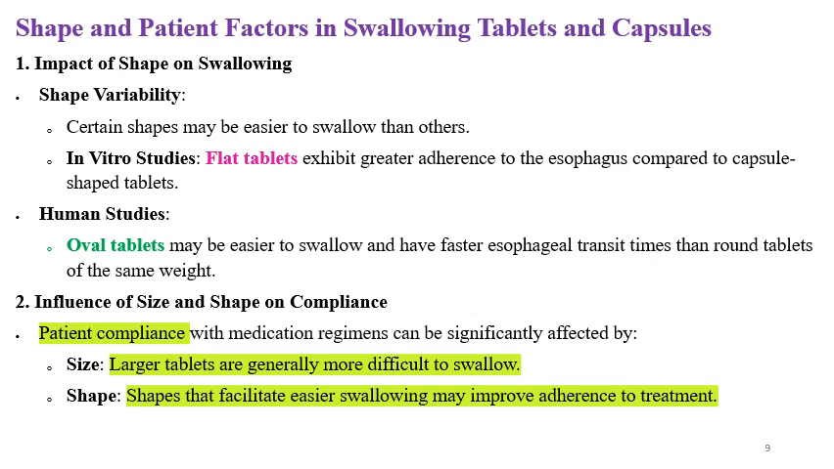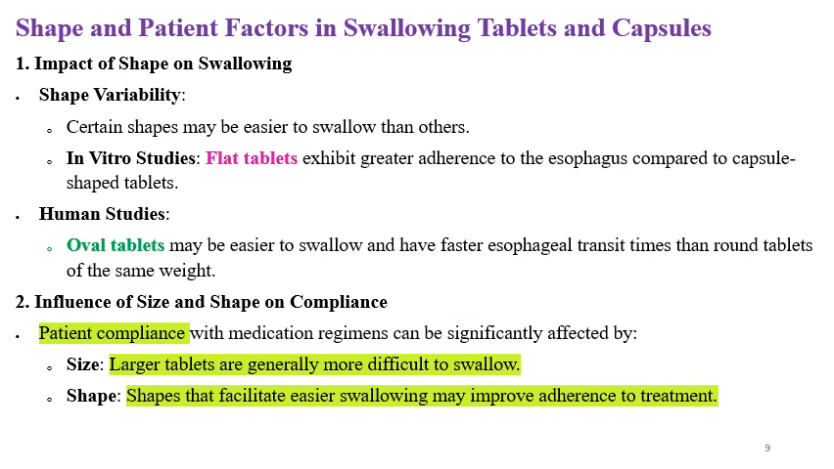Coming to the impact of shape on swallowing, shape variability may have an impact on swallowing. Certain shapes may be easier to swallow than others. In vitro studies indicated that flat tablets exhibit greater adherence to the esophagus compared to capsule-shaped tablets. So shape will also have an impact, and generally flat tablets have problems in swallowing. Human studies indicated that oval tablets may be easier to swallow and have faster esophageal transit time than round tablets of the same weight. So oval shape is good and a tablet size of 8 mm is good.